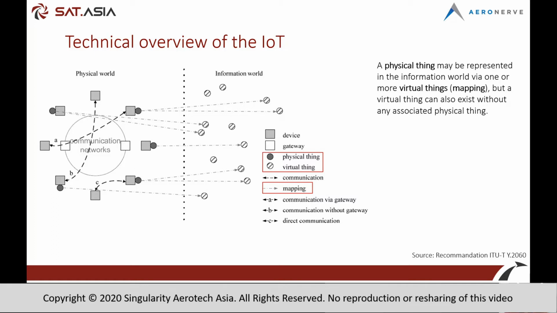So you can also have these machines or whatever things in the information world. So this is what we call mapping. So you have physical thing and you have virtual thing, and these are mapped through this dotted gray arrow. Virtual thing can exist in the information world without any association with the physical world. But physical thing cannot exist in the information world without the representation. Okay, that makes sense.